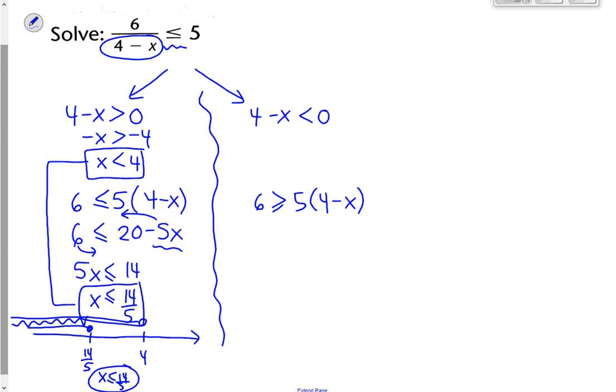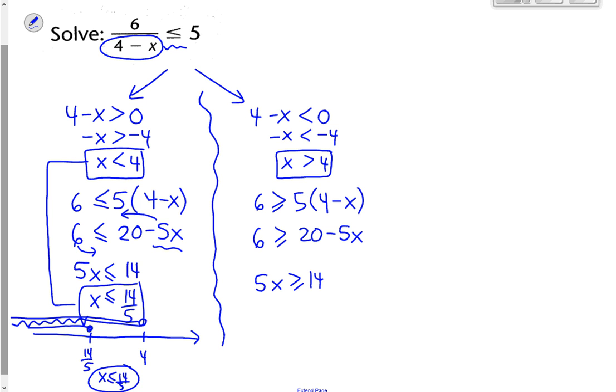Let's look at the right side. So I'm going to keep doing my top part here. So x has to be greater than 4. So that's my first condition. And then I solve down here. So I'm going to have this 20 minus 5x, and I'm going to do the same thing. So bring my 5x over, 14, and x is greater or equal to 14 over 5.